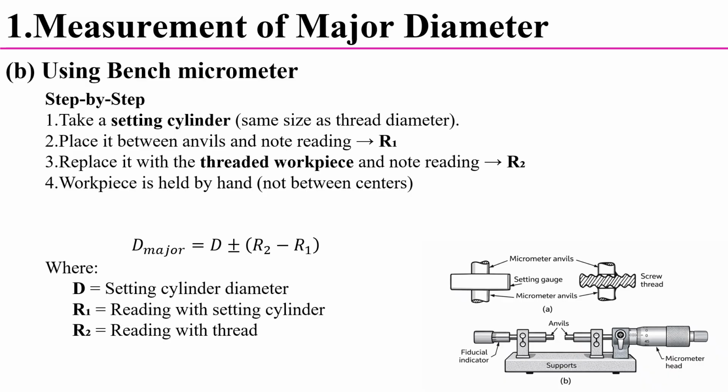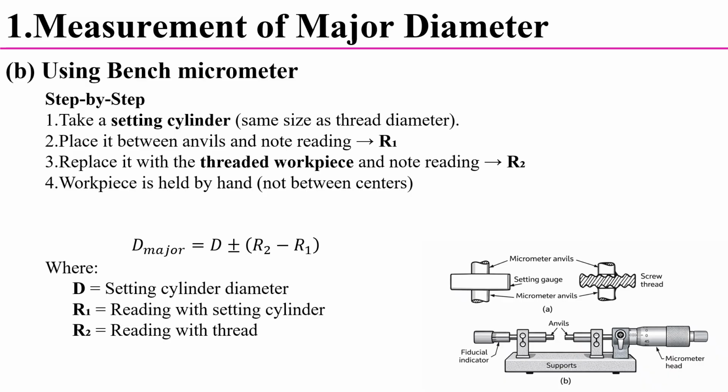First, we have to take a setting cylinder, which is nearly the approximate size of the thread diameter. Next, we place this setting cylinder between the anvils, then note down the reading. Let's consider R1; R1 is the reading with the setting cylinder. Then you have to replace it with the threaded workpiece and note down the reading as R2. Here R2 is the reading with the threaded workpiece. After that, the workpiece is held by hand.